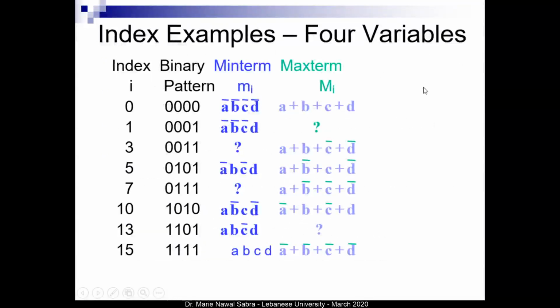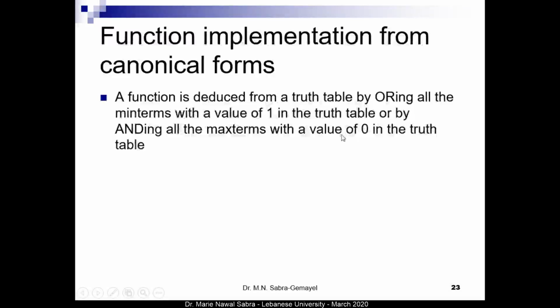Another example: here we have some values of a 4-variable table. I have the indices 0, 1, 3, 5, 7, 10, 13, 15. We have the binary equivalent, and you have the min-term and the max term. So I will stop this video here, and the rest I am going to do in a separate video.